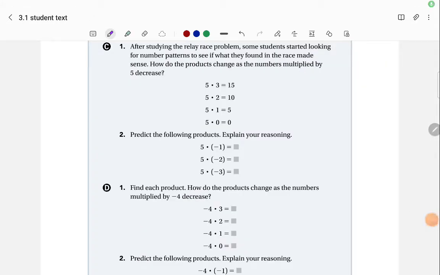And now getting into the big picture, looking at patterns, right? C and D really have you look at patterns of multiplication and kind of describing what sorts of patterns. So go ahead and try C on your own, see how you do, and then we'll come back and talk about these on C1 and 2. So do C1 and 2 on your own, and then we'll come back and talk about them.